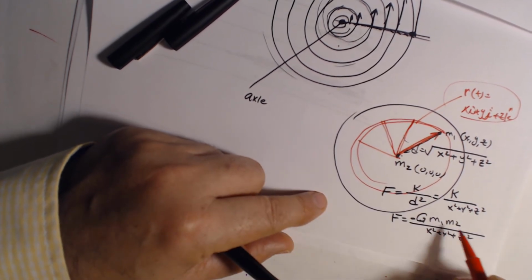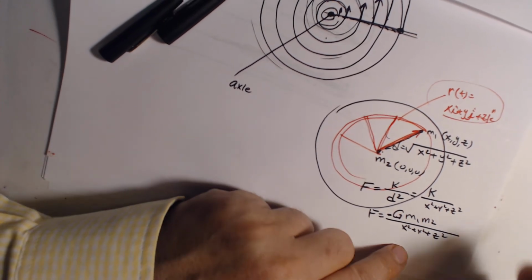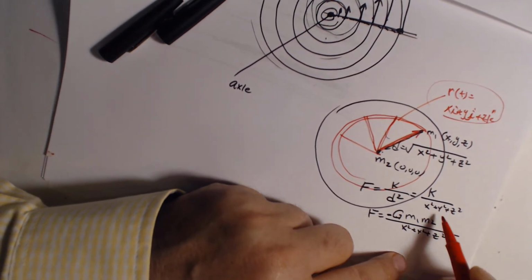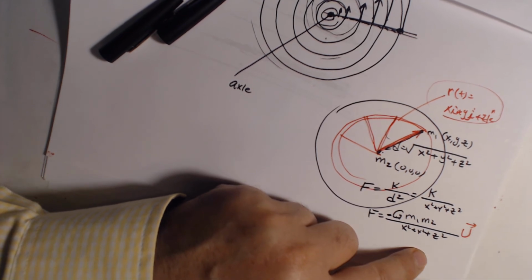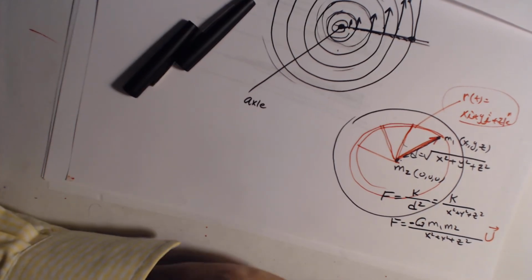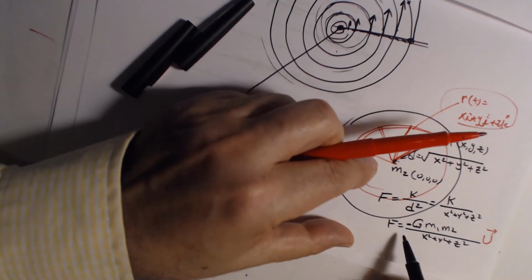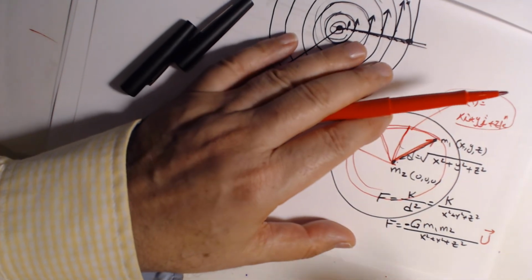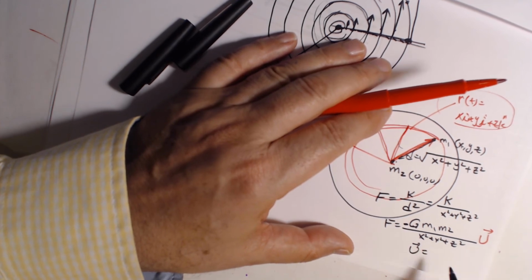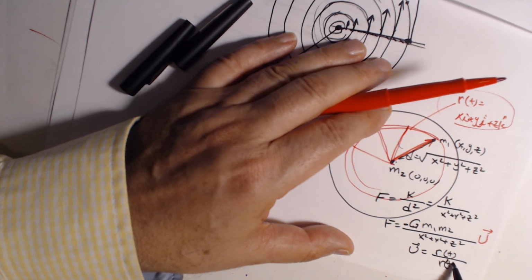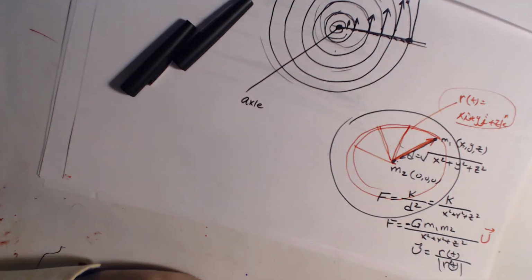Therefore, I have to tell you where the m1 is. I do have a magnitude here, but I just need a direction. For direction, I'm going to use a unit vector. And that's called a vector field. But somebody said, what is the unit vector? Your unit vector could be r of t over the magnitude of r of t. That's the unit vector.